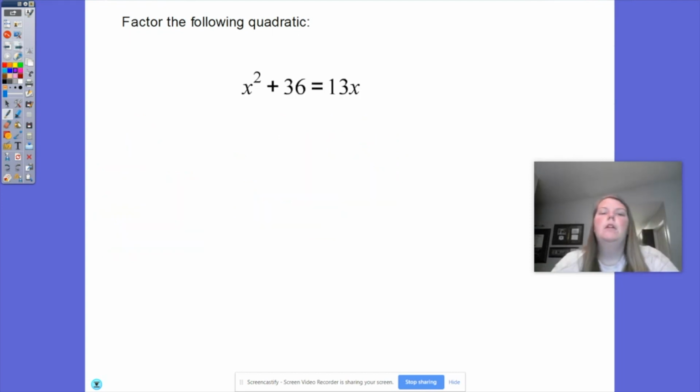All right, the next one I want to look at is a little bit different. So for this one, the other three problems we've seen have been expressions. This one does have an equal sign. So before we factor it, we actually need to have it equal to 0. We can't have it equal to anything other than that.